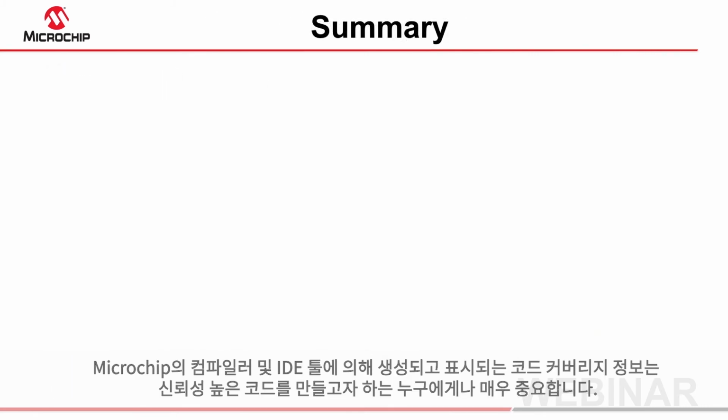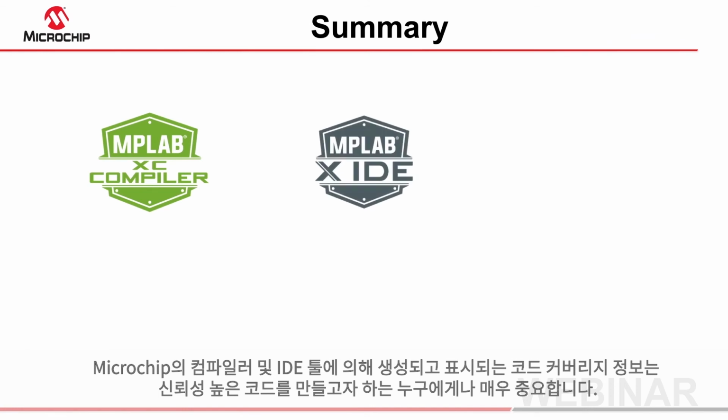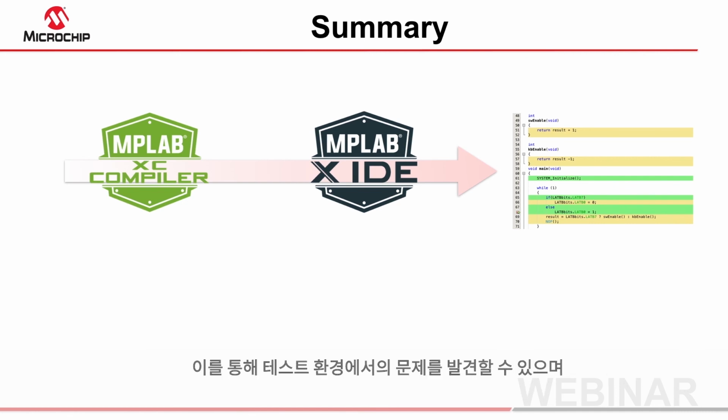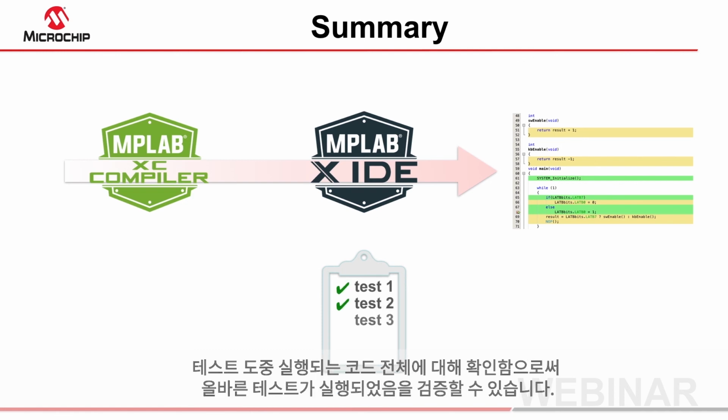Code coverage information, like that produced and displayed by Microchip's compiler and IDE tools, is important for anyone wanting to produce reliable code. With it, you can find deficiencies in your testing and validate the testing you do perform by confirming that all parts of your code have been executed during your test regime.